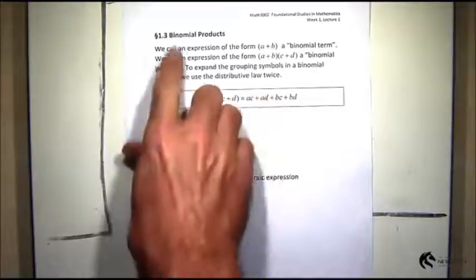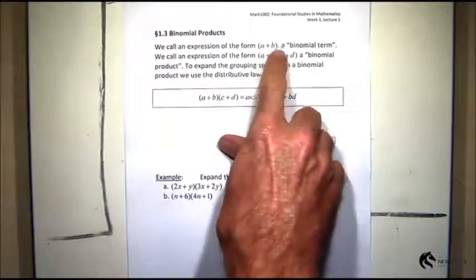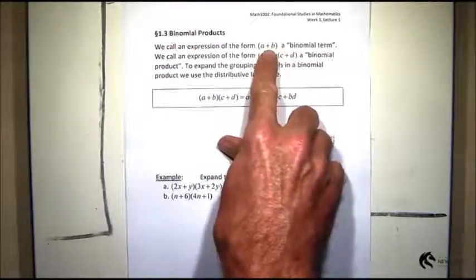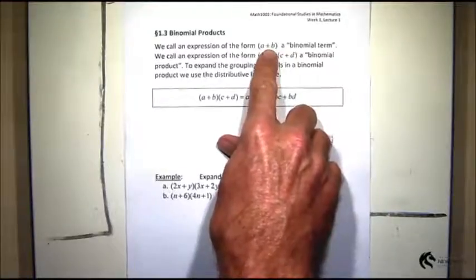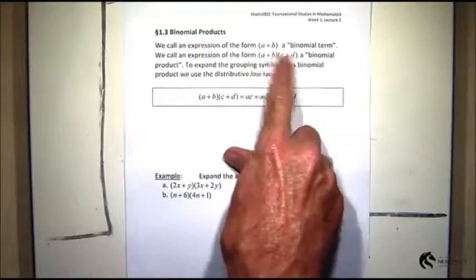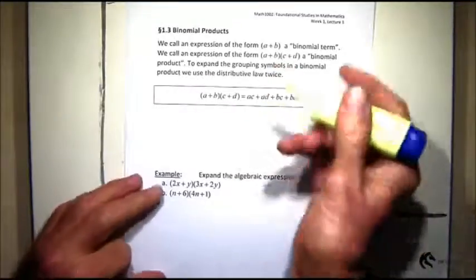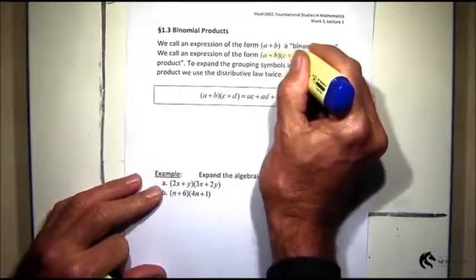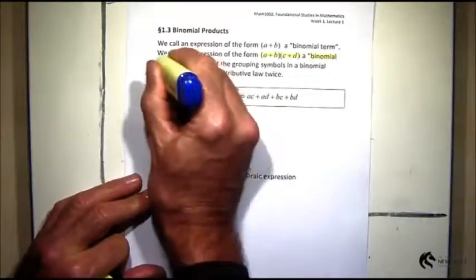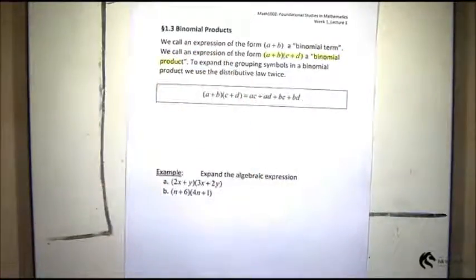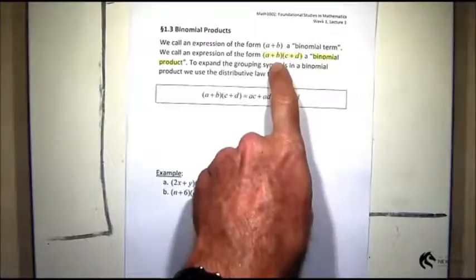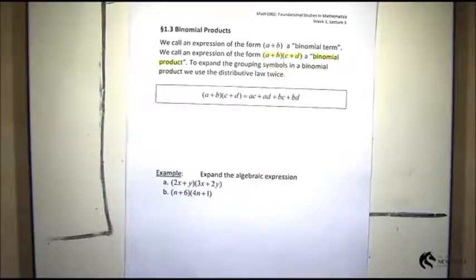So binomial means two. So I've got two pronumerals sitting in here. So that's my binomial term, and a binomial product is a multiplication of two such things. So something of the form A plus B times C plus D is what we're going to call a binomial product. Okay, that's our fancy terminology, if you like. Quite often in algebraic expressions we need to multiply, or we need to be able to rearrange a binomial product.